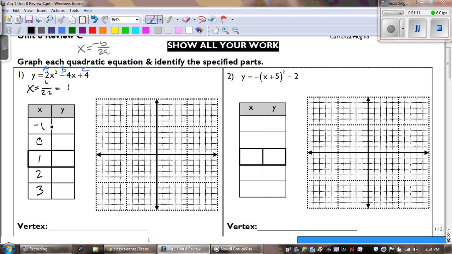Now, you guys are in charge of finding the rest of the numbers and doing the graph. Okay, you're going to plug into the equation and solve it. Good luck.